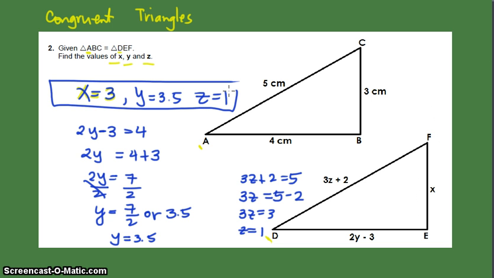In units, these are all in centimeters. So x is 3 centimeters, y is 3.5 centimeters, and z is 1 centimeter. Okay.